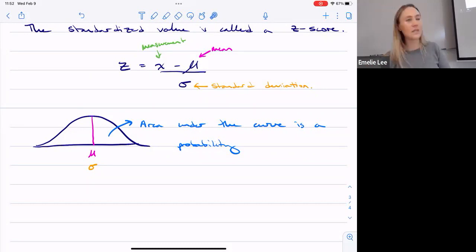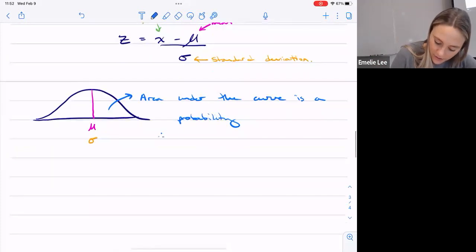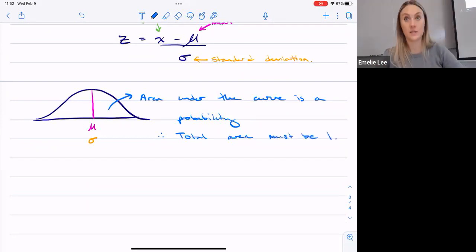Okay, so one key thing to remember for probabilities, if the area under the curve is a probability, then the total area under the curve must be 1, right? Probabilities go between 0 and 1. And so therefore the total area must be 1. Yes, that's always true.